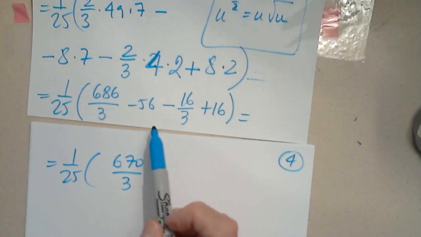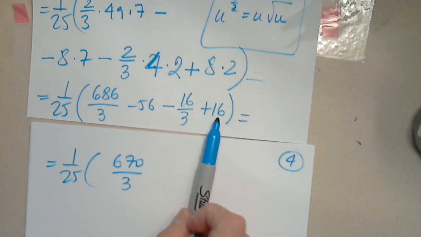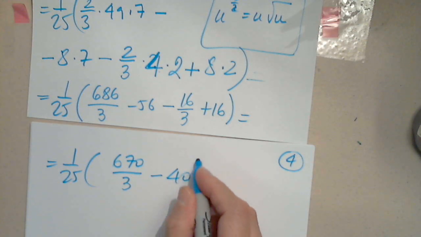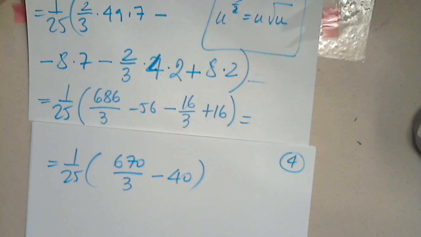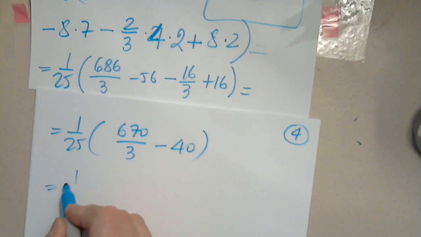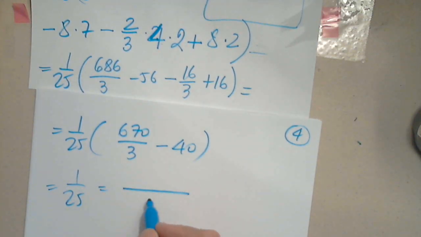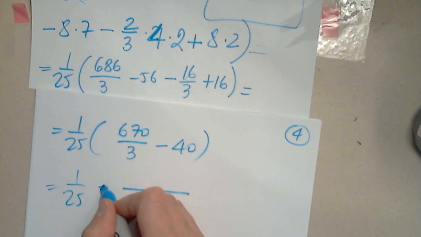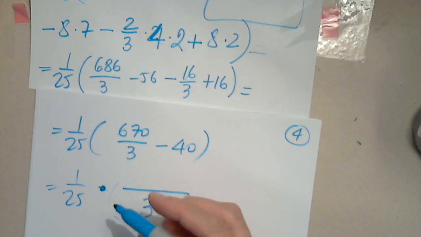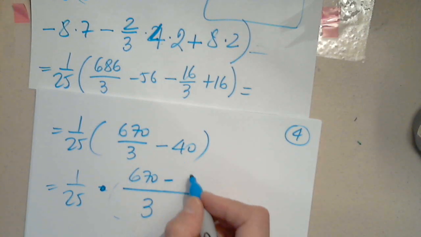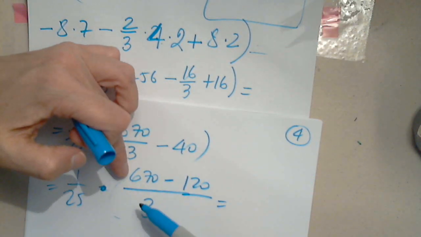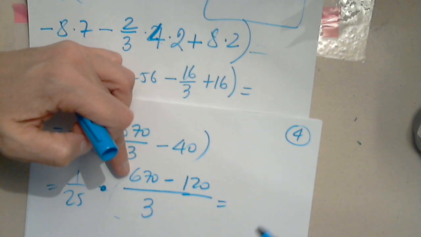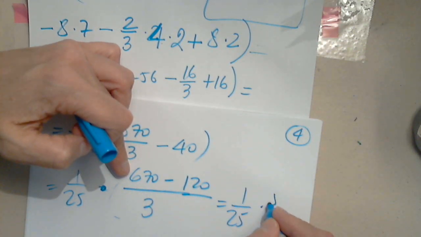$670 divided by 3, and negative 56 plus 16 is negative 40. Please make sure my calculations are okay. And now I have 1 over 25, the least common denominator is 3. And I have 670 minus 120, and this is 550. 1 over 25 times 550 over 3.